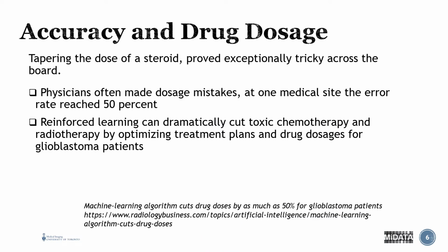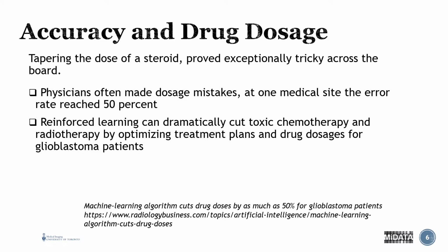So let's move on to an example for accuracy. The one we're going to use here is drug dosage, in this case corticosteroid drug dosage. The context is the treatment of glioblastoma patients, or brain cancer, where when you treat the glioblastoma in order to reduce the size of the tumor or excise it, you also have to be mindful of the swelling or edema in the brain that occurs due to your treatment.